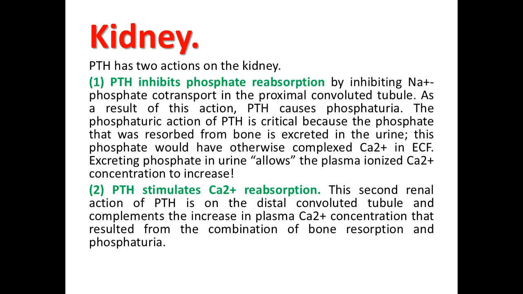The other action of parathyroid hormone on the kidney is a direct stimulation of tubular cells to increase calcium absorption. Where is this action achieved? Parathyroid hormone will achieve this function, which is the increased calcium reabsorption, in the distal tubule. So, increased plasma calcium concentration results from the combination of bone resorption and phosphaturia.